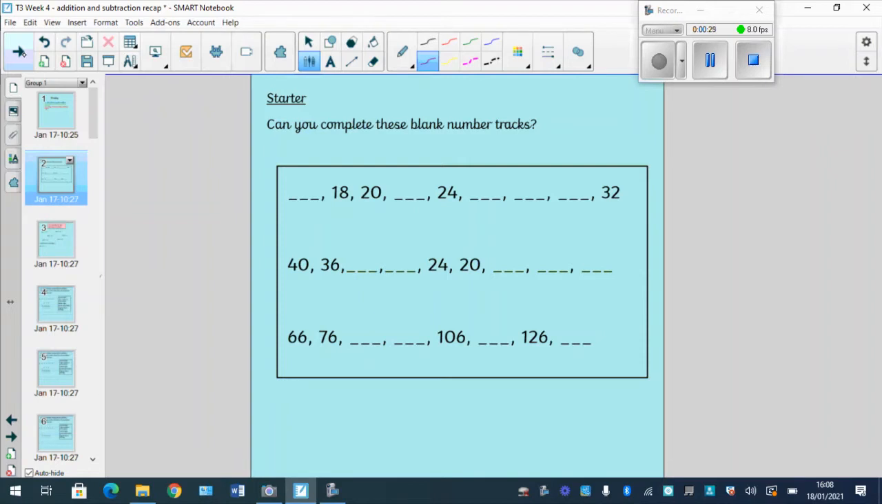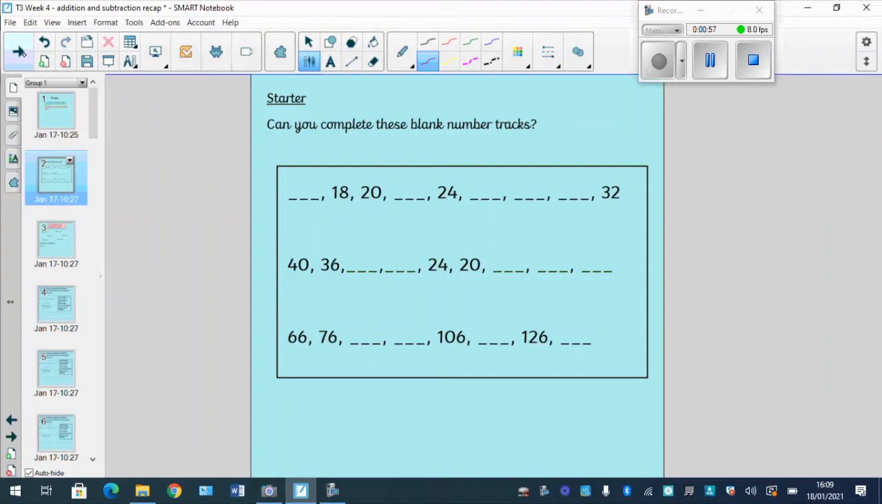So all I want you to do is look at the numbers which are already on the screen, and then from these numbers, see if you can work out what the missing numbers are. So, pause the video here. Take a little bit of time and see if you can solve these questions. Brilliant stuff guys. How did you get on? Could you solve it? Could you find the missing numbers?